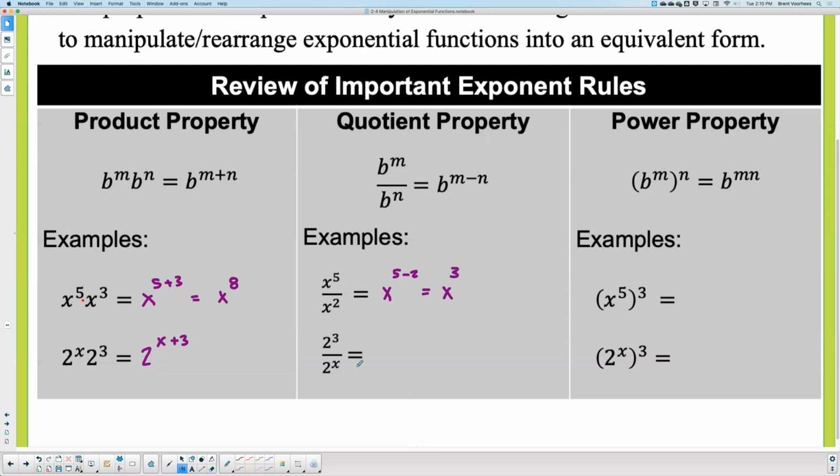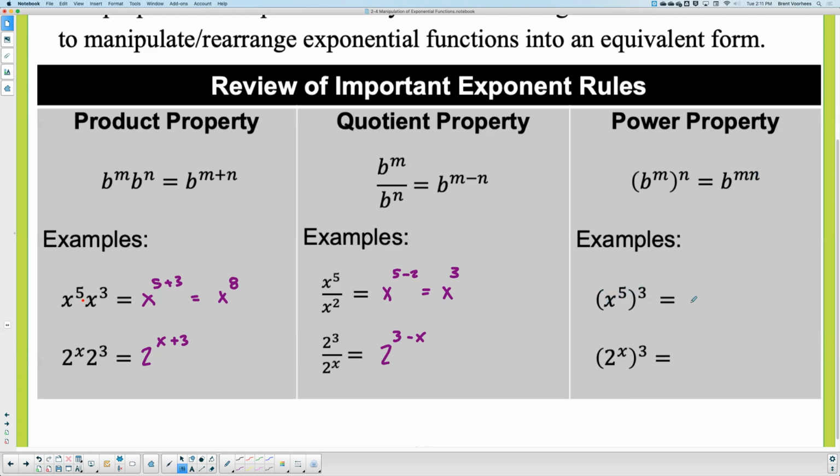Or in this case, how could I rewrite this one? 2 cubed divided by 2 to the power of x is the same thing as 2 to the power of 3 minus x. That's the quotient property. Very important property. All right, and now the power property. Whenever you have a base raised to a power, which in turn is raised to a power, you can multiply those powers. So x to the 5th, to the power of 3.